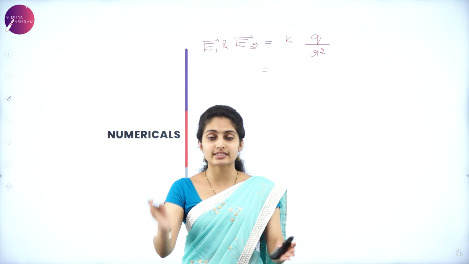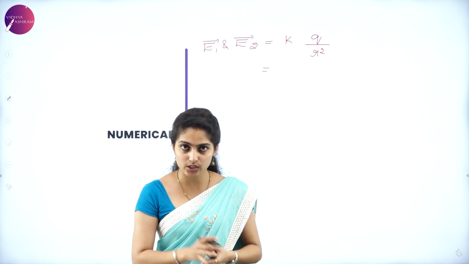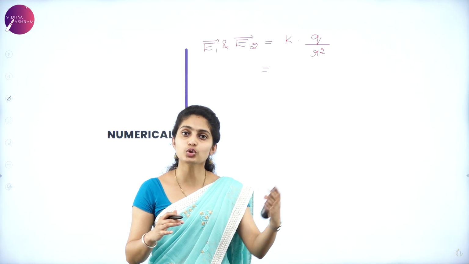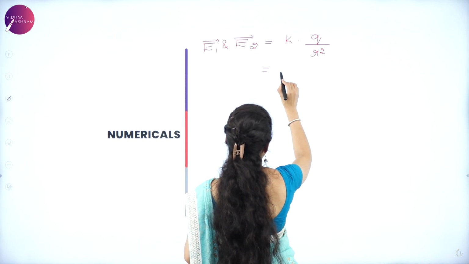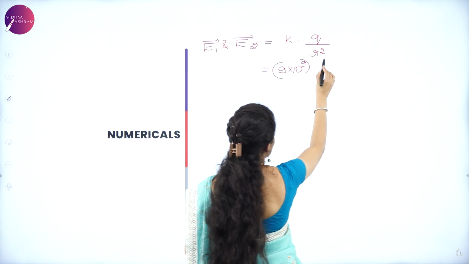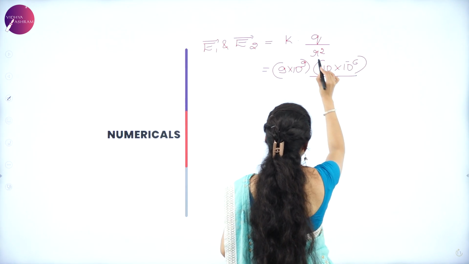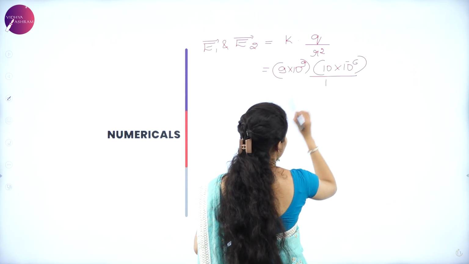You can separate it, writing E1 is equal to K into Q divided by R square, and solve for that, and write E2 is equal to K into Q2 divided by R square. Now here you have K value as 9 into 10 to the power of 9, and Q charge can be 10 into 10 to the power of minus 6 divided by R square. R square is the distance of separation, that is 1.